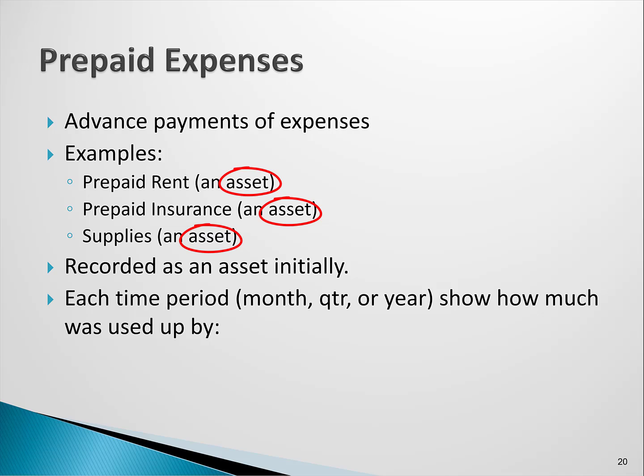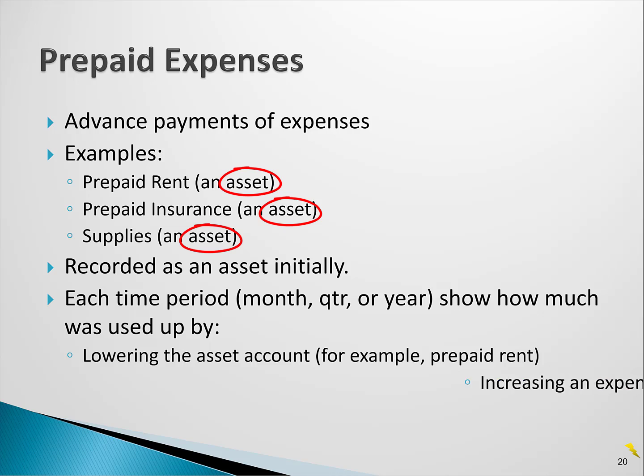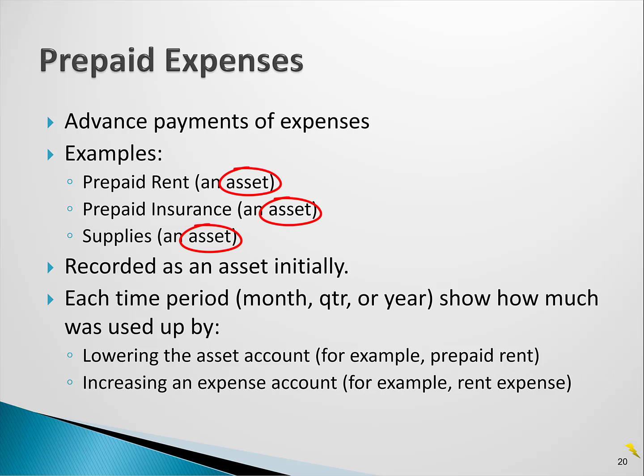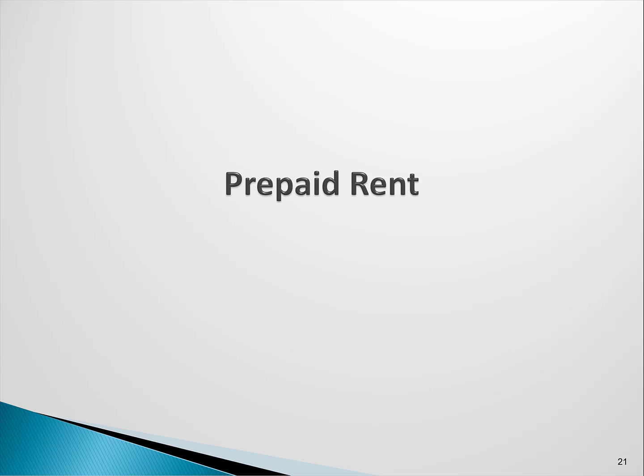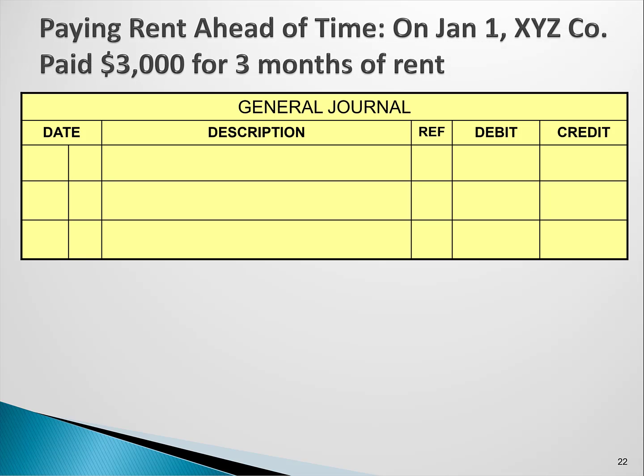Well, let's consider prepaid rent. If you pay for 12 months of prepaid rent at the beginning of the year, each month you need to lower the prepaid rent account for 1 month of rent being used up. So you would lower it by the value of 1 month of the rent. And then you would also increase an expense account, in this case, rent expense. So let's get started with prepaid rent. And let's use an example like you'll be seeing on your homework and the tests.